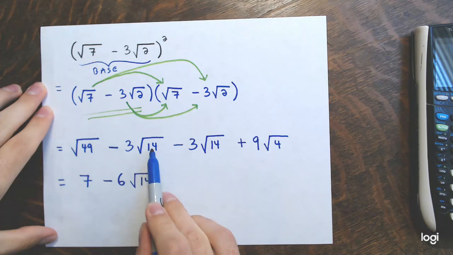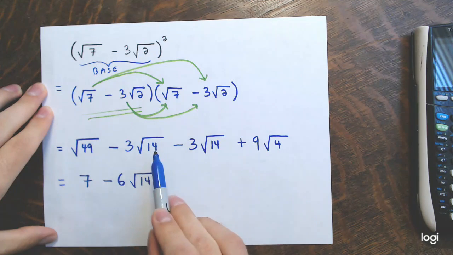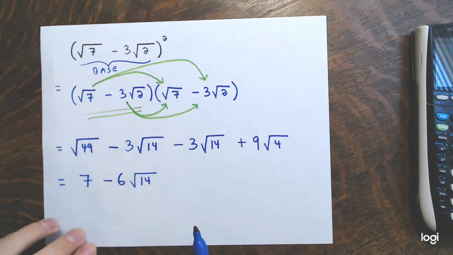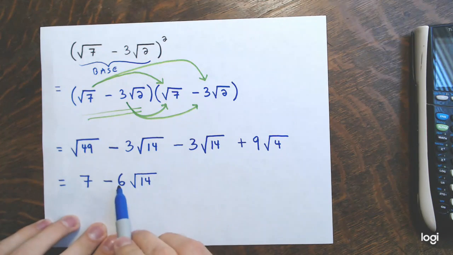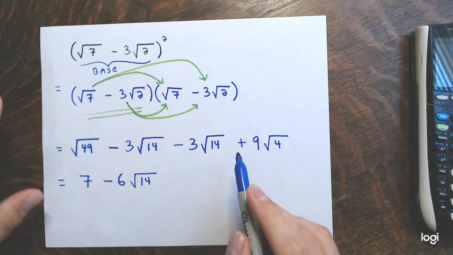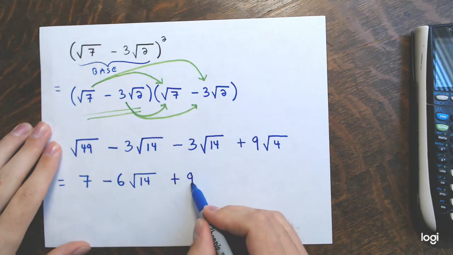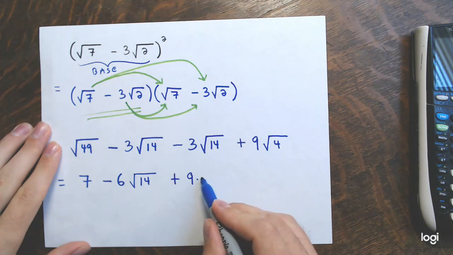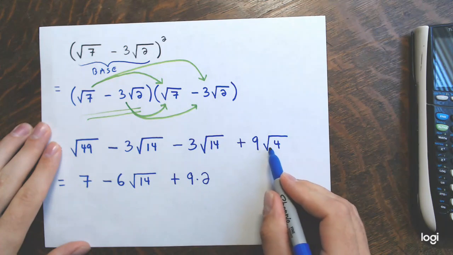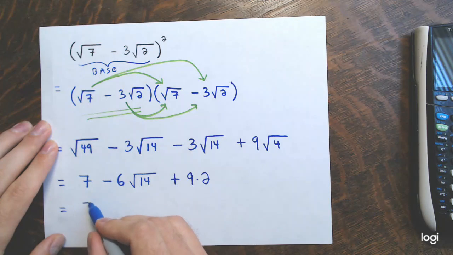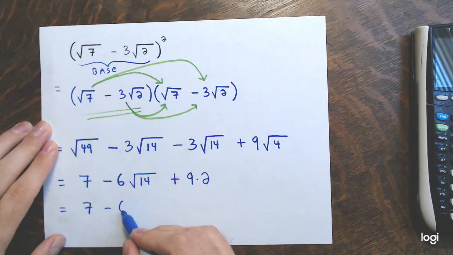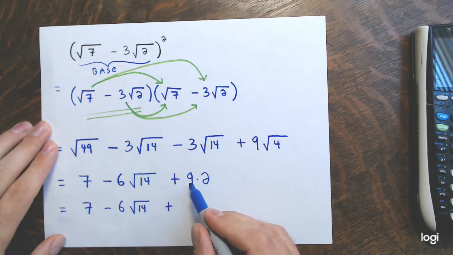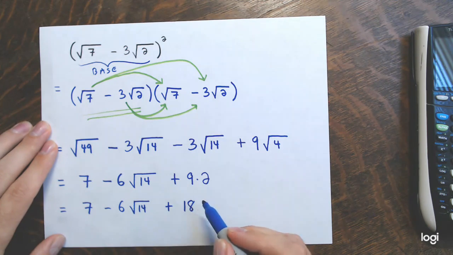Again, you could also think of factoring the square root of 14 out of these two terms and then combining the negative 3 and negative 3 left over. So these two terms make negative 6 times the square root of 14. And the last term is plus 9 times the square root of 4. But square root of 4 is 2. So that last term is 9 times 2. So we have 7 for the first term, minus 6 times the square root of 14 for the second term, plus, and this last term is 18, right? 9 times 2 is 18.